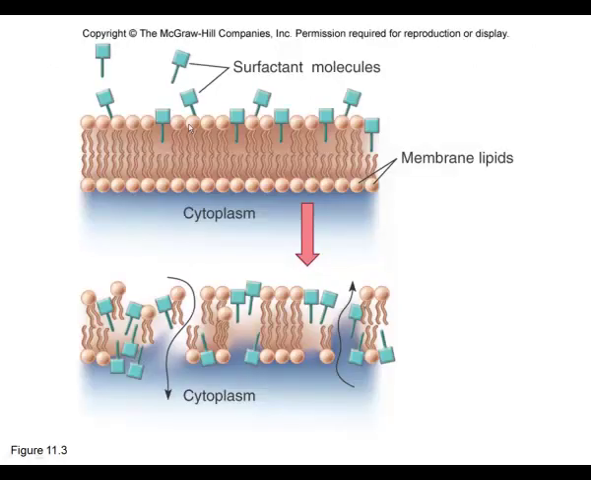Basically, these surfactant molecules will insert themselves into the membrane, and when they do, it causes this membrane to kind of fall apart, and now we have these large holes where the intracellular fluids can flow out, the extracellular fluids go in, and the cell will eventually rip apart.